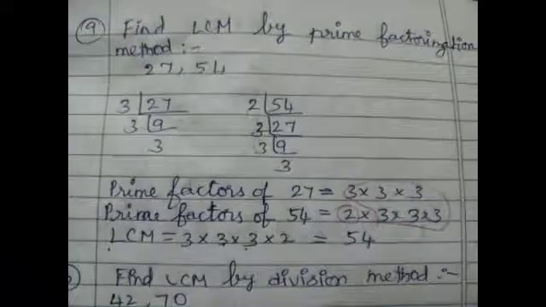Next possible question is find the LCM by prime factorization method. We know the prime factorization method, that is we can do it with the division as a prime factor method. Here 27 and 54 is the question.